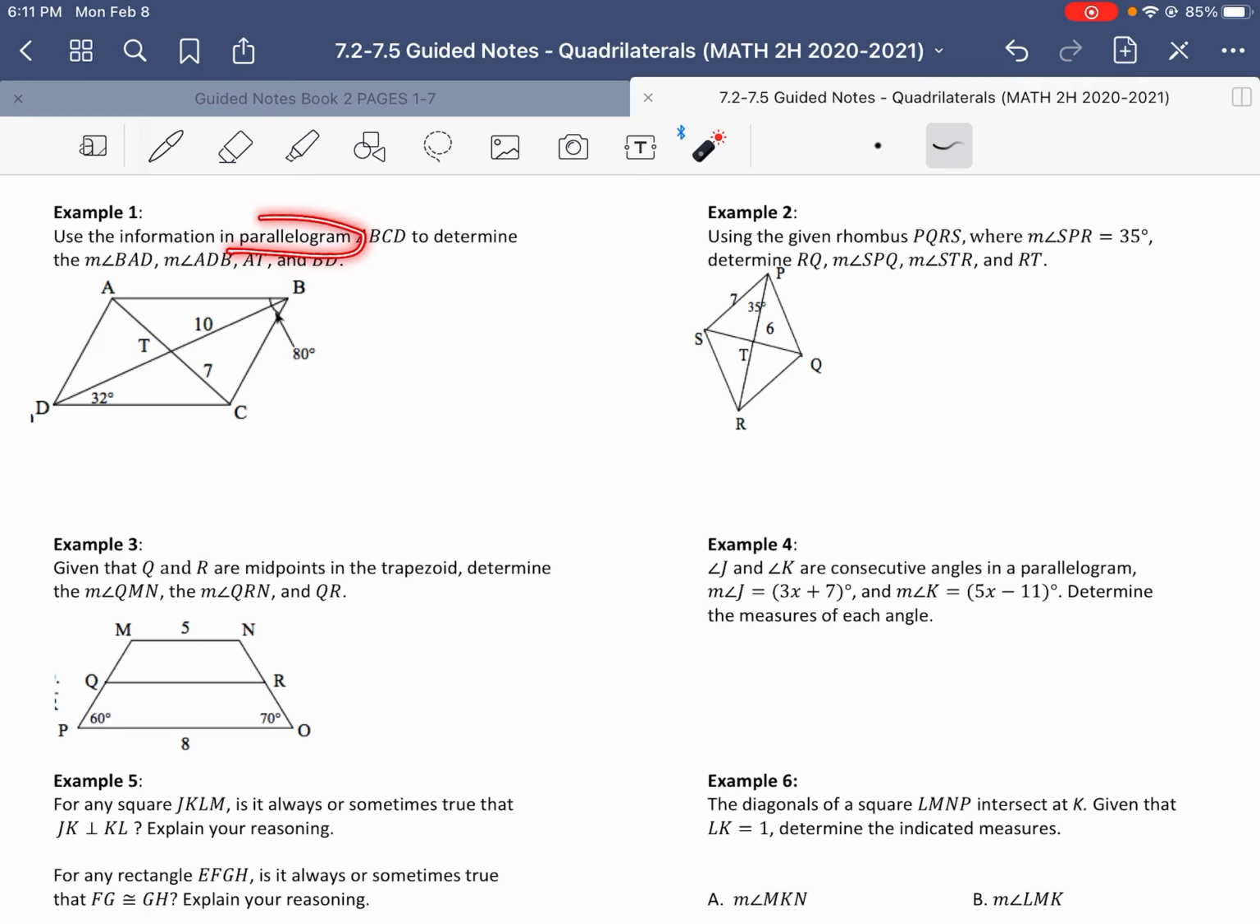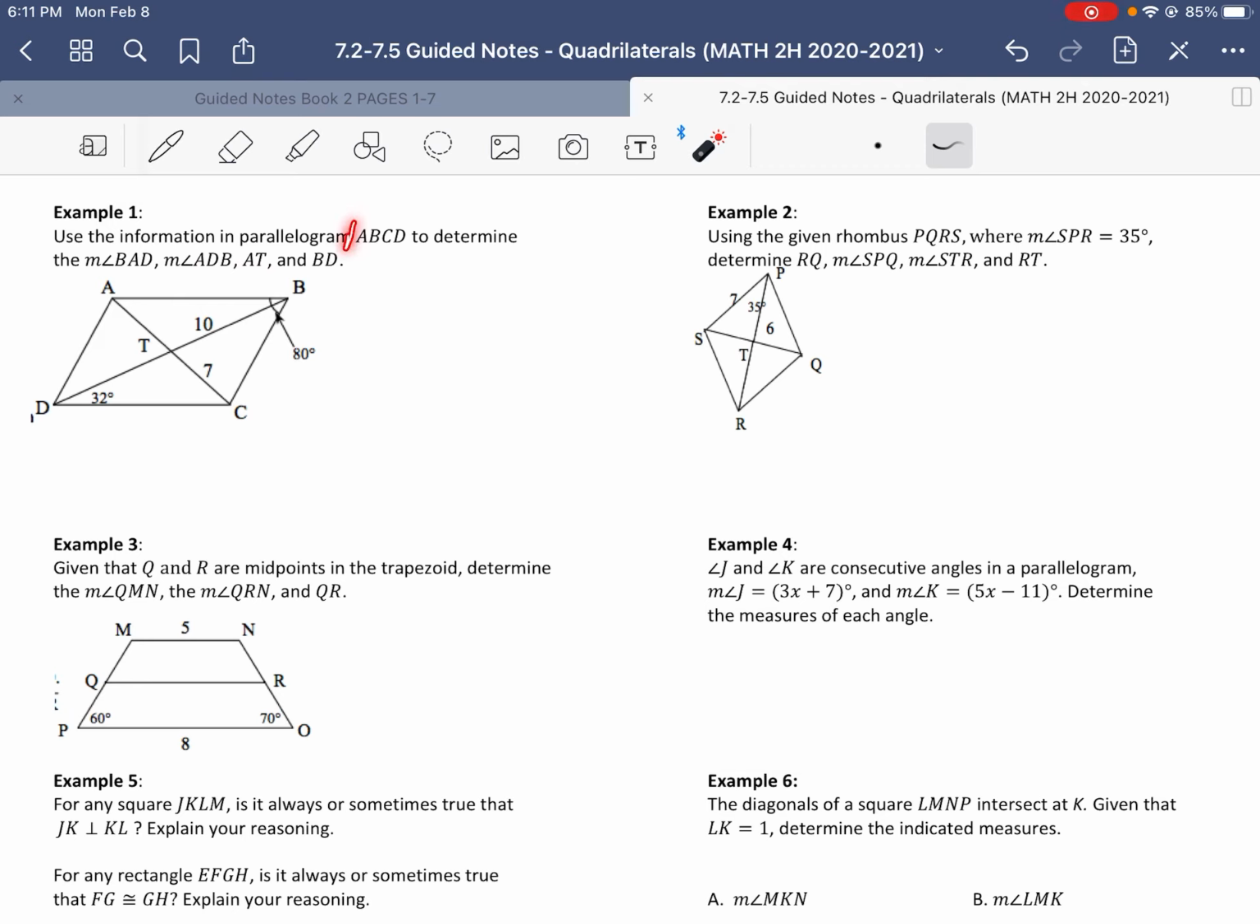Example 1 says use the information in parallelogram ABCD. Again, it's important, it's telling you it's a parallelogram, so even though those markings are not on here stating they're parallel, we're given that in the problem. ABCD to determine, and then a few of these measurements it's looking for.